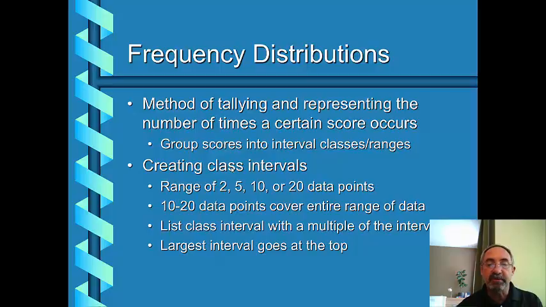10 to 20 data points can cover an entire range of data, right? And we want to list the class interval with a multiple of the interval. And then the largest interval will go up at the top.